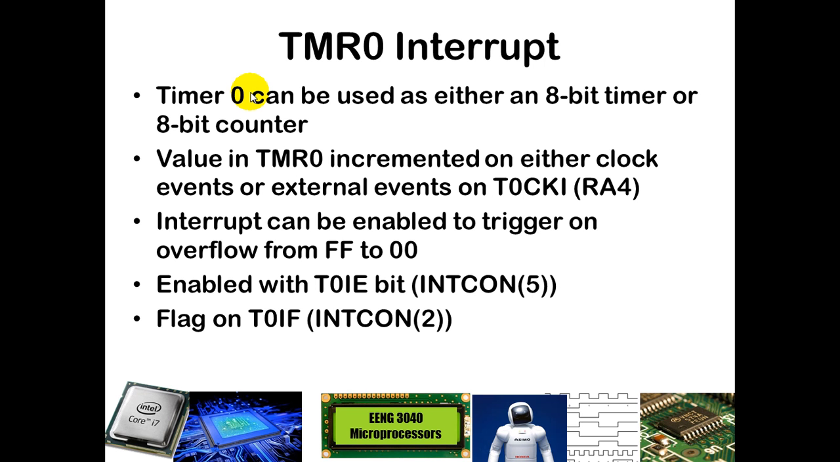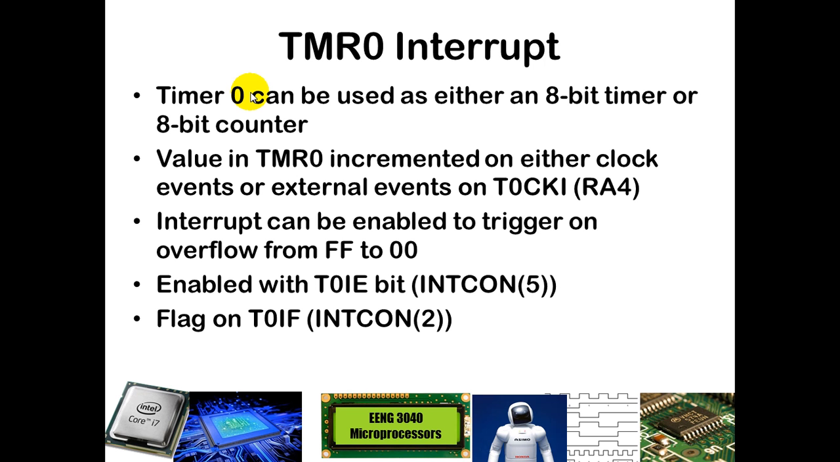And so this interrupt can be enabled to trigger on the overflow from FF over to 00, so it has that 8-bit count to it. And you enable that with the T0IE bit, so that enables the timer 0 interrupt. There are some other timers available that are bigger than 8 bits, so if you need to time a longer event, you can do that.